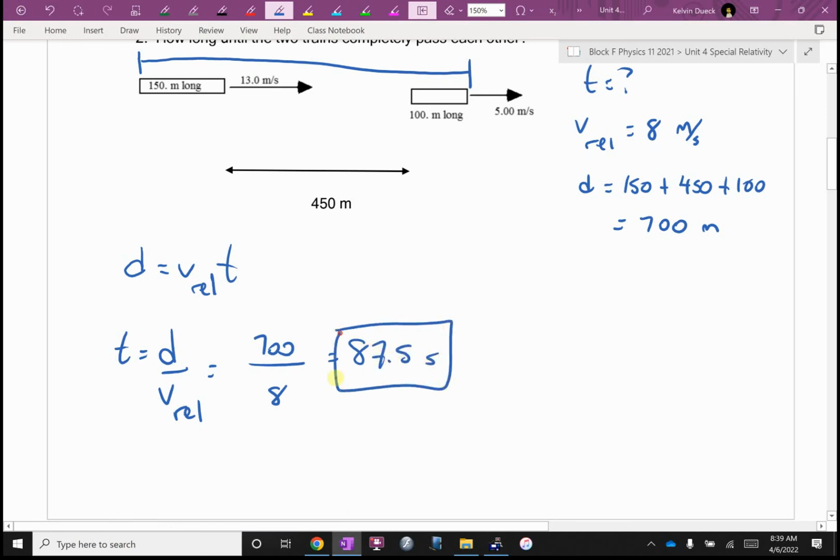If you got that, 3 out of 3. Otherwise, I would give you 1 mark for finding the relative speed, 1 mark for that, 1 mark for getting the T by itself, and 1 mark for the answer.